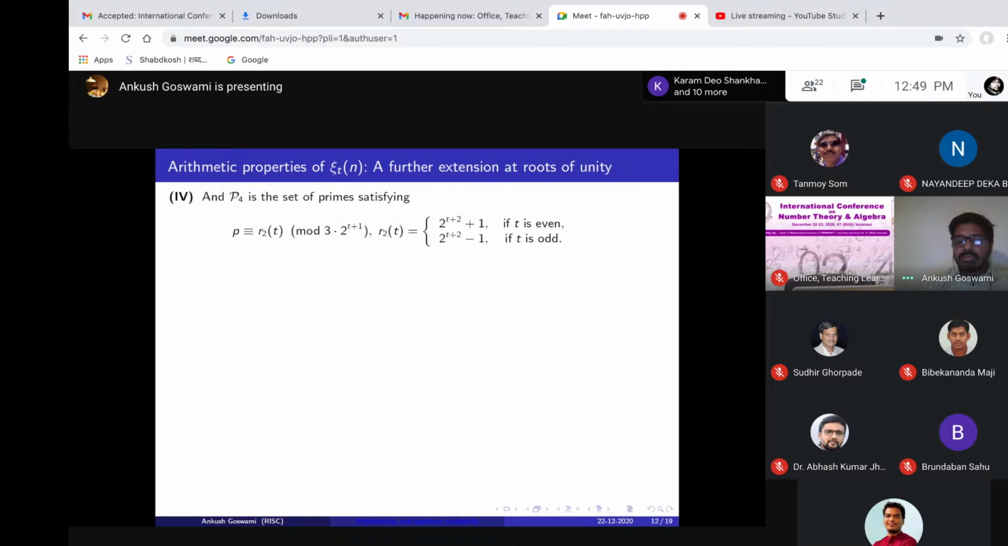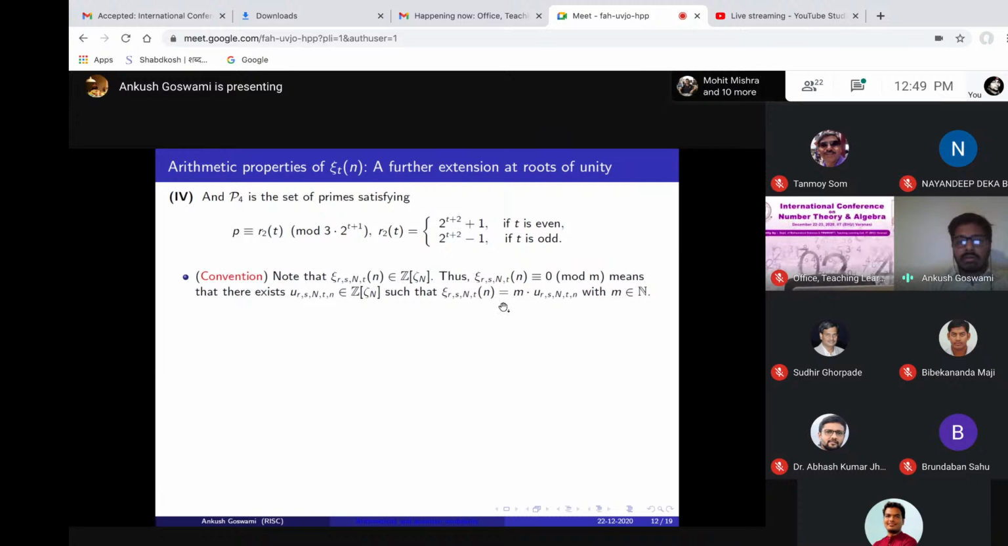And once again, we have to adopt the same convention that we had before. If you look at the coefficients here, these coefficients may not be integers, but they belong to the cyclotomic ring of integers. And so once again, when I say this is congruent to zero mod m, I will simply mean that there should exist some integer in the same cyclotomic ring of integers for which you can write the xi as m times u.